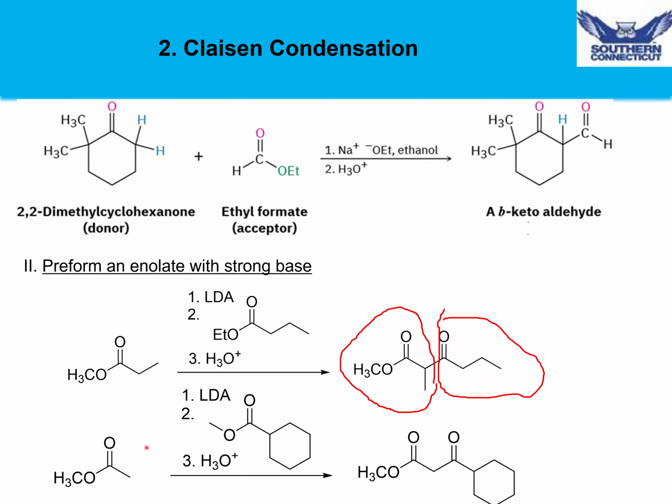In the last example on this slide, we have again an ester, and we're going to add LDA to form an enolate at this alpha carbon. That would react with another ester molecule, forming a beta keto ester.